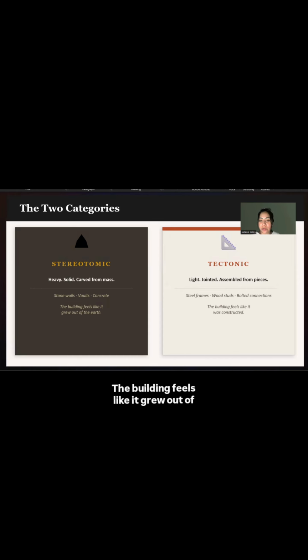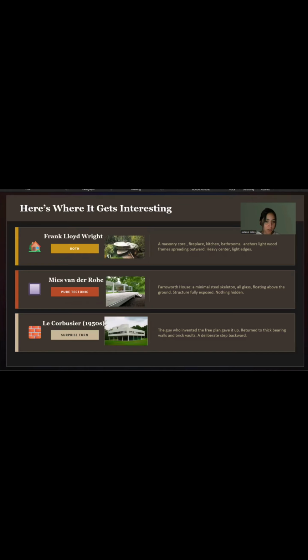The building feels like it grew out of the earth. Tectonic is light, jointed, assembled from pieces: thin steel frames, wood studs, bolted connections. The building feels like it was constructed.